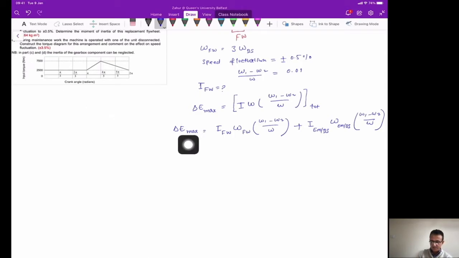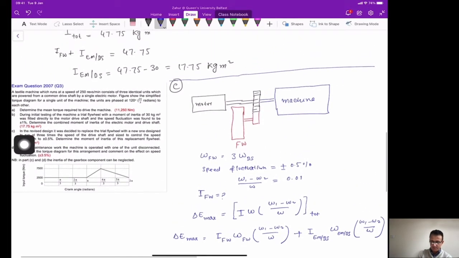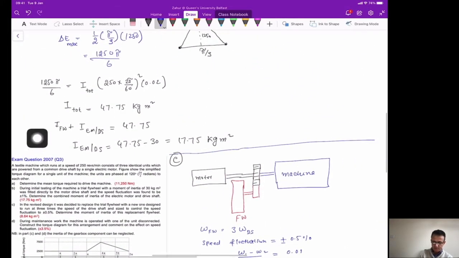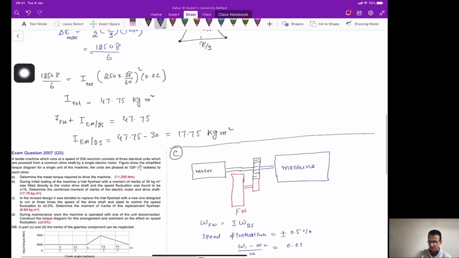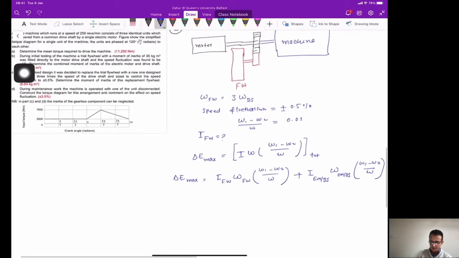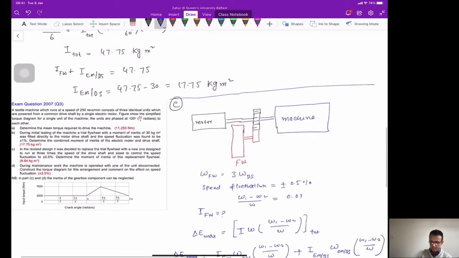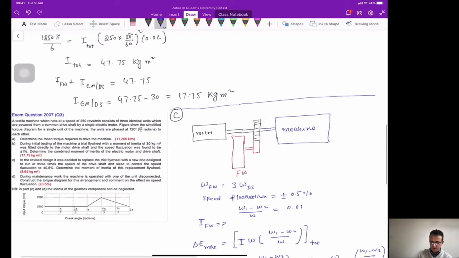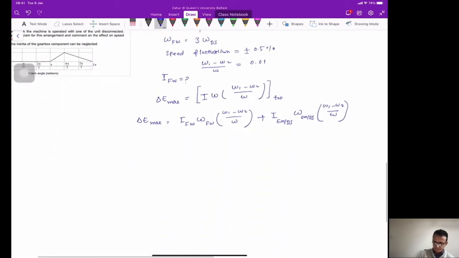Now in this case, delta E maximum is again what you calculated here or here. Because the units are the same, there will be no change in this delta E maximum. So you can just use the previous value here, which is 1250 pi divided by 6.